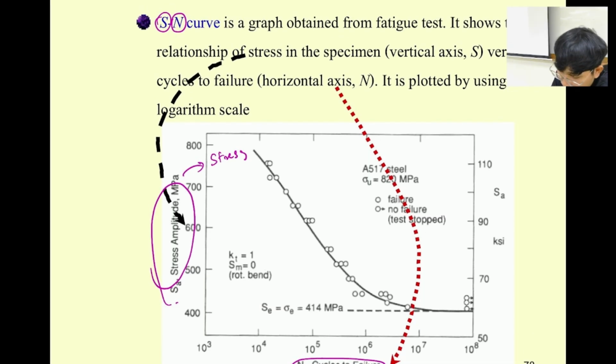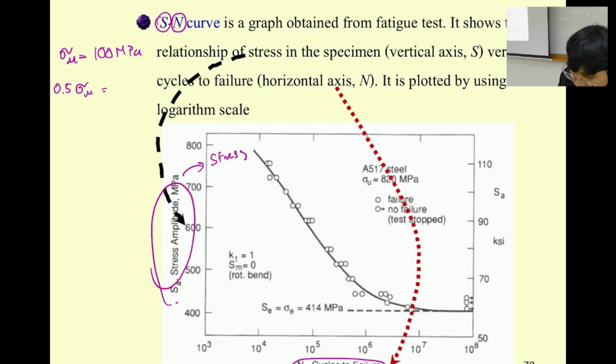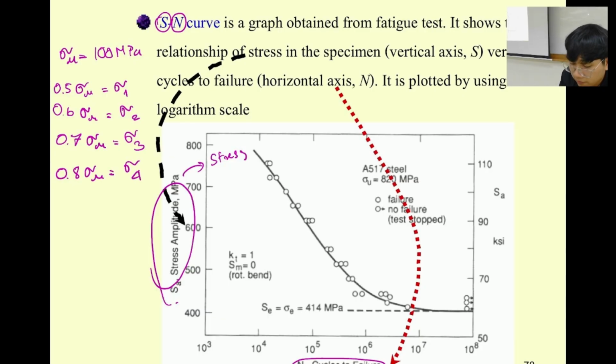To test it, we're going to apply a ratio of the stress. For example, I test in the lab and I get ultimate stress equal to 100 megapascal, and then I'm going to apply 0.5 sigma U as my stress number 1 for the fatigue test, 0.6 sigma U as the stress number 2 for my second test, 0.7 sigma U for my third test, and 0.8 sigma U equal to sigma 4 for my fourth test.